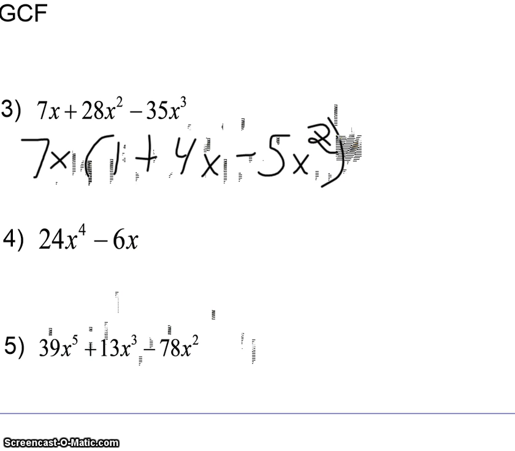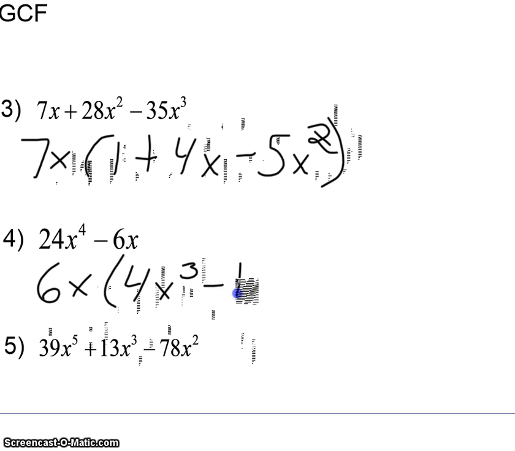Problem number 4, the GCF is 6x. 24x to the fourth divided by 6x is 4x cubed. Negative 6x divided by 6x is negative 1.